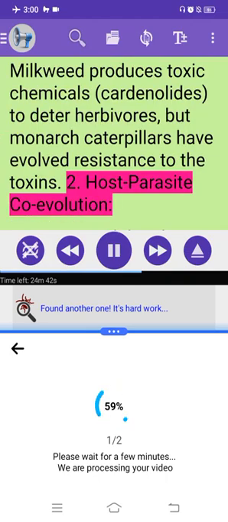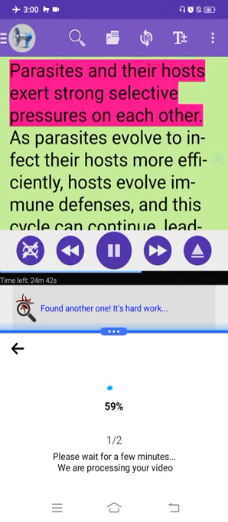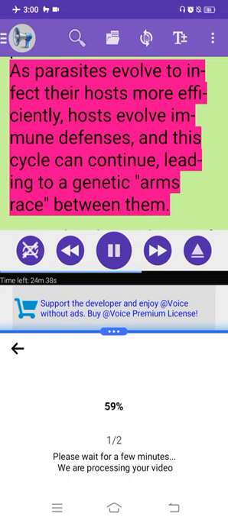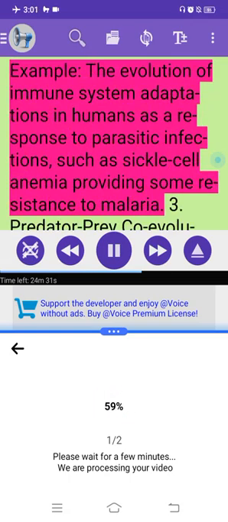2. Host-parasite coevolution. Parasites and their hosts exert strong selective pressures on each other. As parasites evolve to infect their hosts more efficiently, hosts evolve immune defenses, and this cycle can continue, leading to a genetic arms race between them. Example, the evolution of immune system adaptations in humans is a response to parasitic infections, such as sickle cell anemia, providing some resistance to malaria.